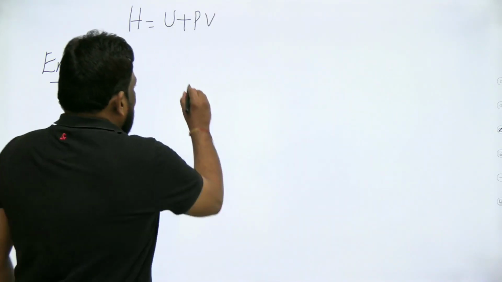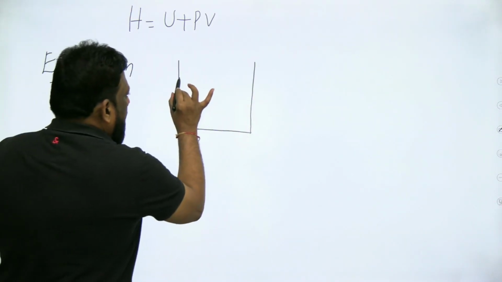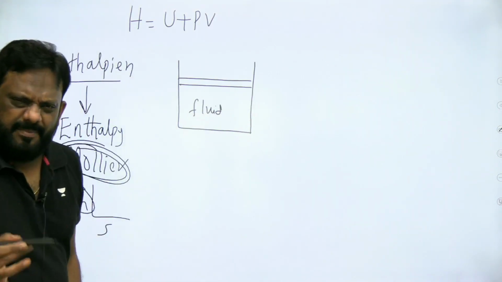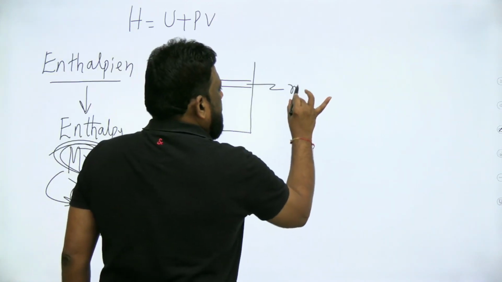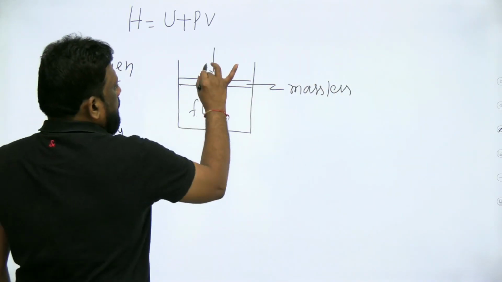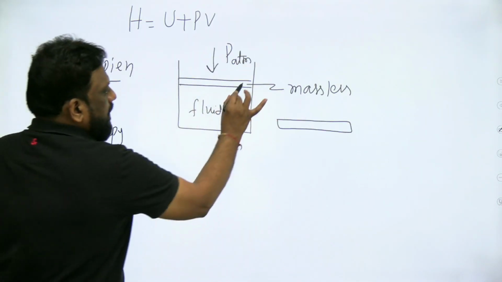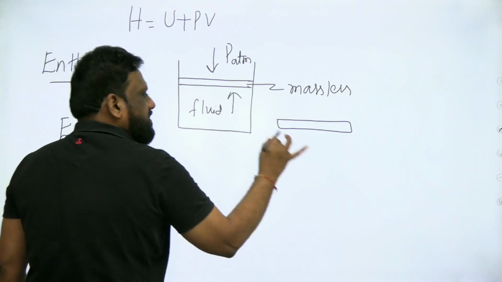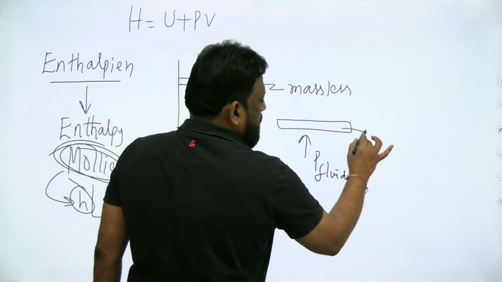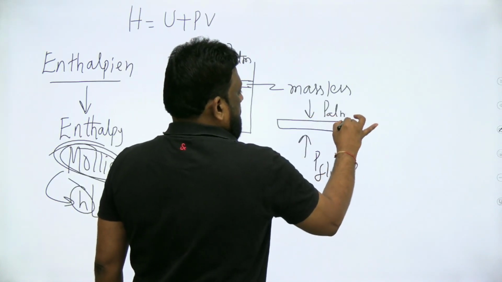Let's see now. Let us take a container. In this container, let us take a fluid, maybe liquid, maybe gas. For a moment, let us assume the piston to be massless. And you know, the atmosphere is exerting pressure. If you draw the free body diagram of this piston, inside, the fluid is exerting pressure. It is in equilibrium. And this is massless, so mass is zero, its weight is zero because it is massless. And there is external pressure, that is atmospheric pressure.